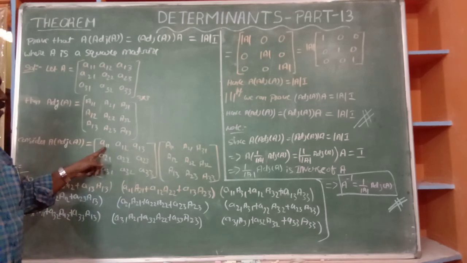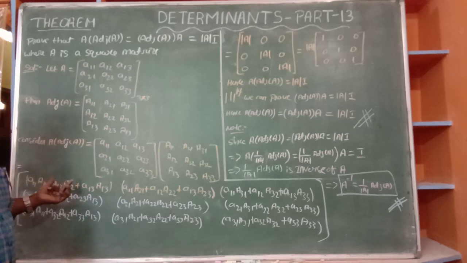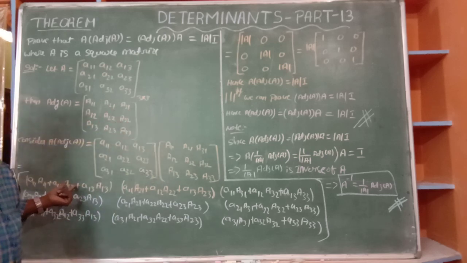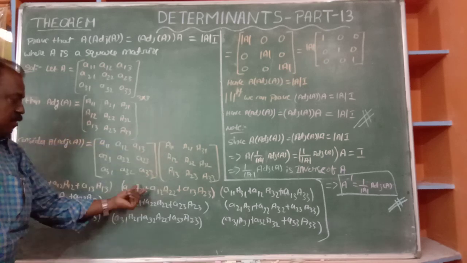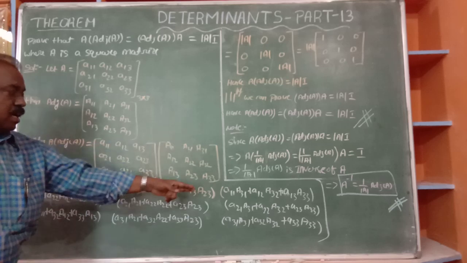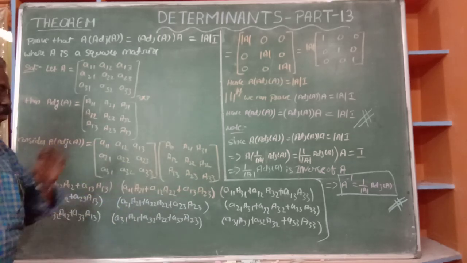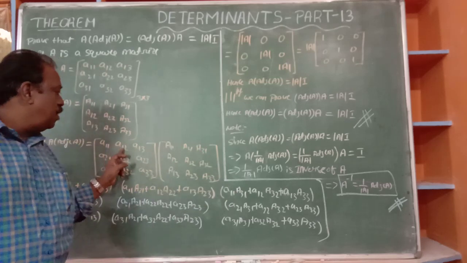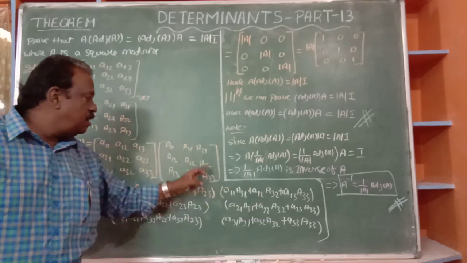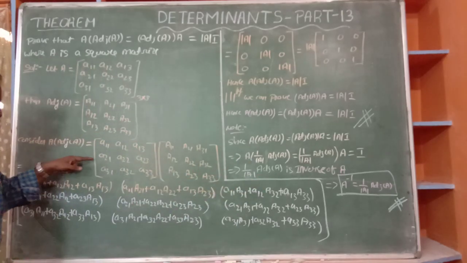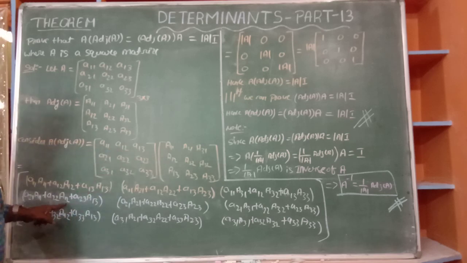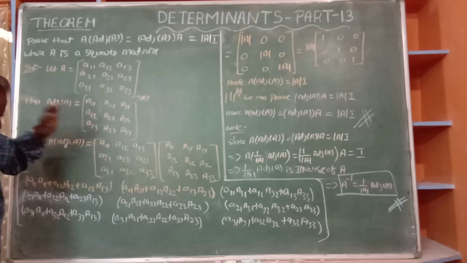This gives the first element, first row, first column. First row, second column is the second element in the first row, and first row, third column is the third element in the first row. Like that, you know it well. a11 with A31, a12 with A32, a13 with A33. Again, we take the second row, first column: second row is a21, a22, a23 with A11, A12, A13. This is okay.